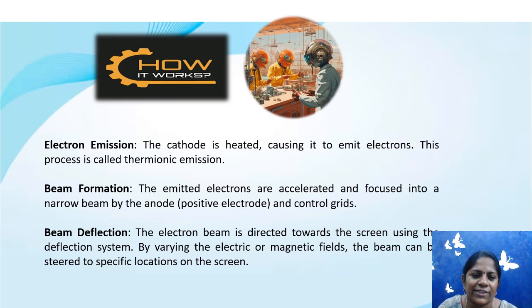How it works: electron emission, beam formation and beam deflection. These are the three parts of how the CRT works. Let us see. The cathode is heated, causing it to emit electrons. This process is called thermionic emission. In beam formation, the emitted electrons are accelerated and focused into a narrow beam by a positive electrode and control grids. And here we can see the beam deflection. The beam is directed towards the screen using the deflection system, so if any variation is there in the electric or magnetic field, the beam can be steered to a specific location on the screen.